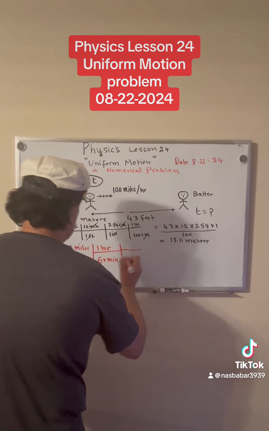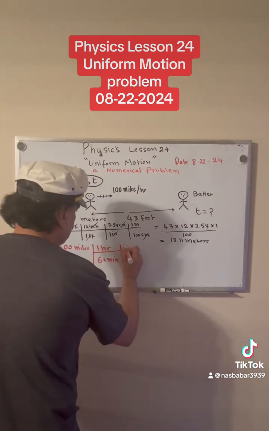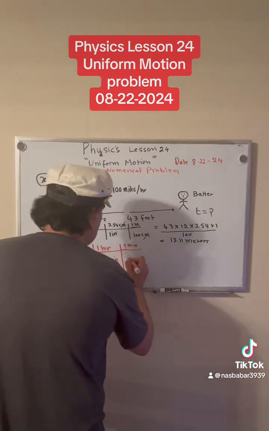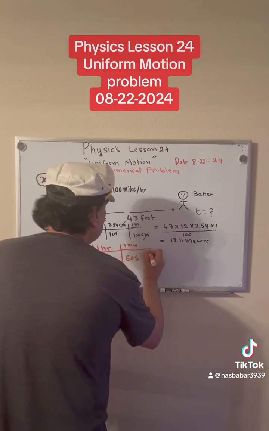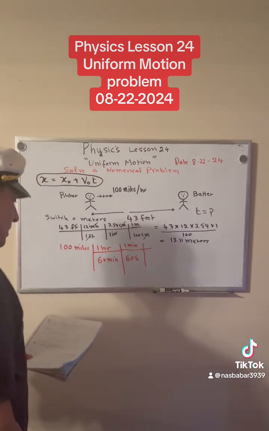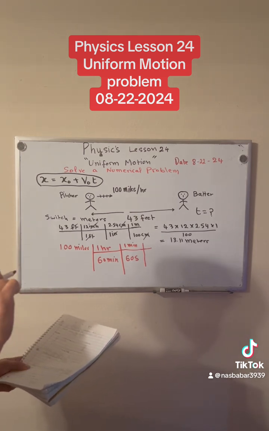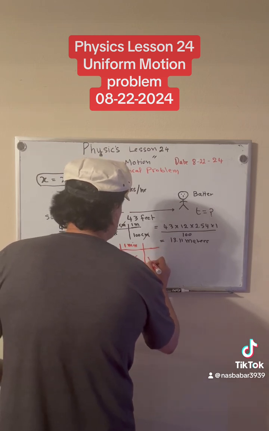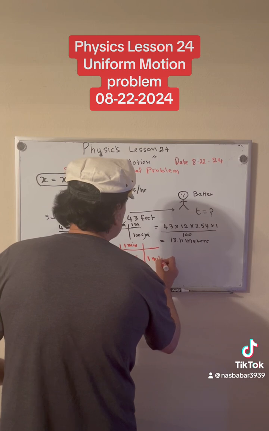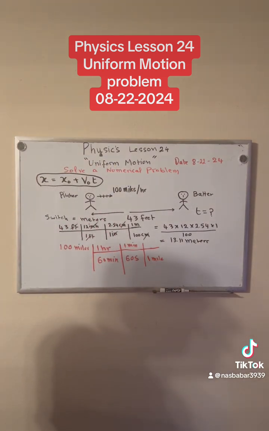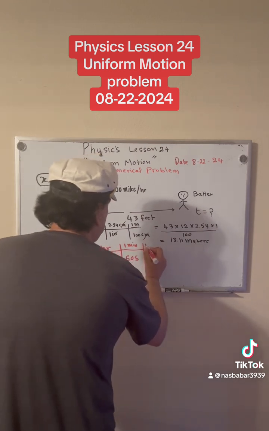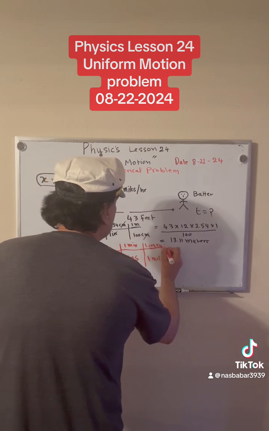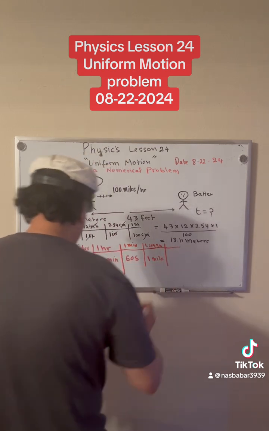All right, so now 1 minute right here has how many seconds? 60 seconds. So I put 60 seconds. All right. Now 1 mile, because we have to convert miles to meters per second. 1 mile has how many kilometers? You can look it up in Google. It's 1.609 kilometers.